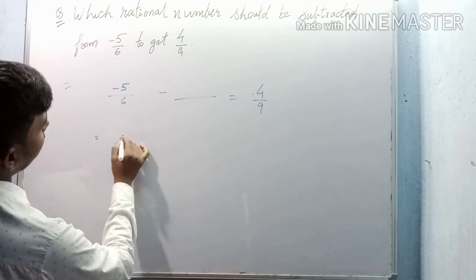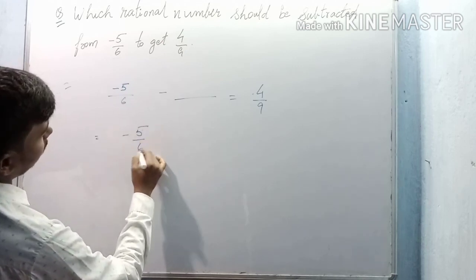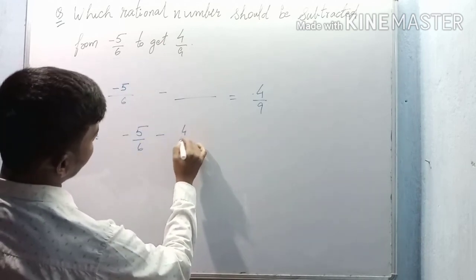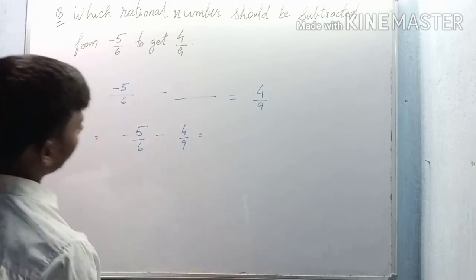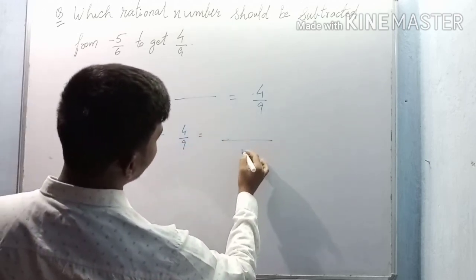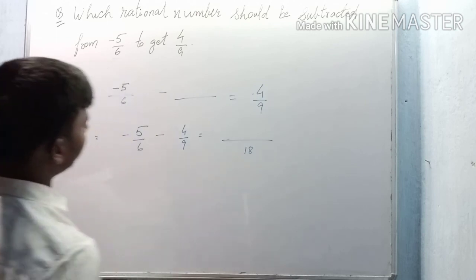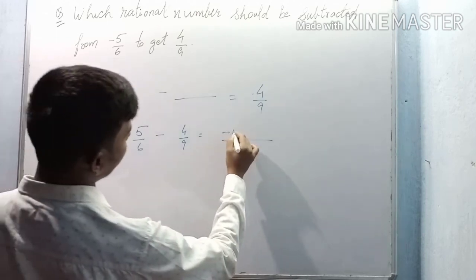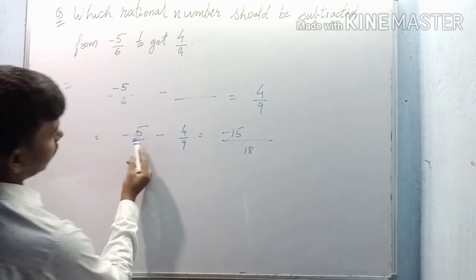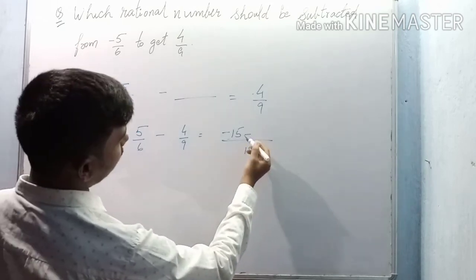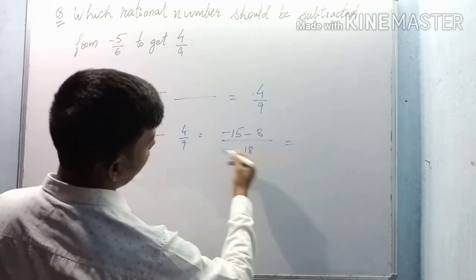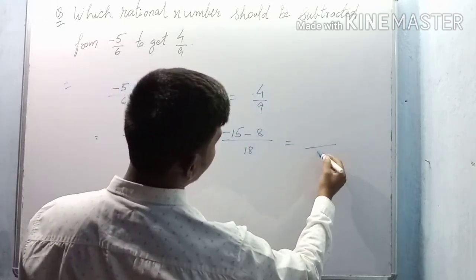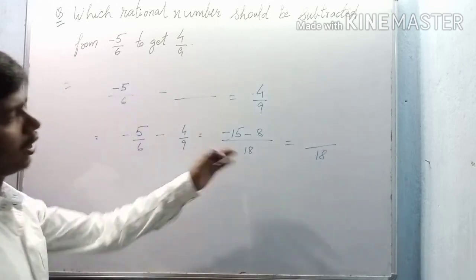We write it as minus 5 by 6 minus 4 by 9. The LCM of 9 and 6 will be 18. 6 3s are 18, 5 3s are 15, so minus 15 because minus 5 is there. Minus 9 2s are 18, 4 2s are 8. Minus plus, 18 will be the denominator, and 15 plus 8 is what?